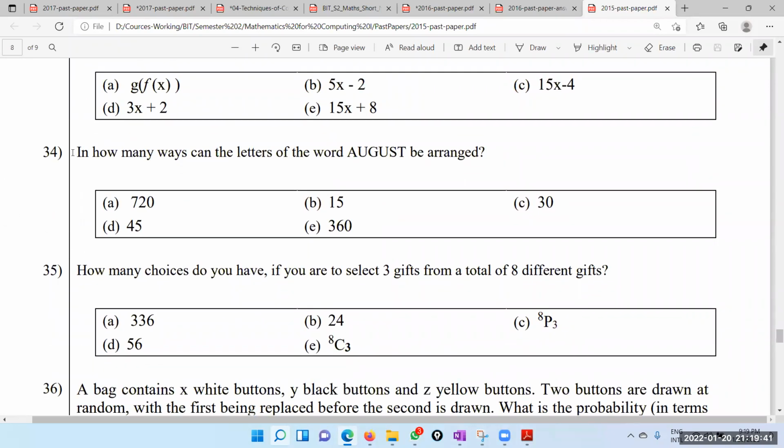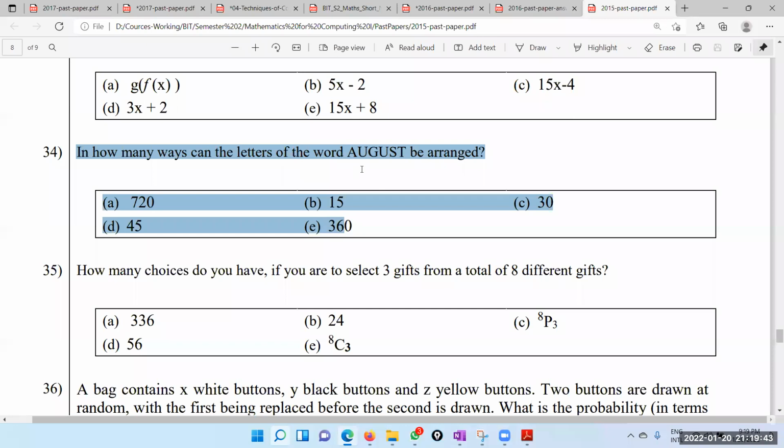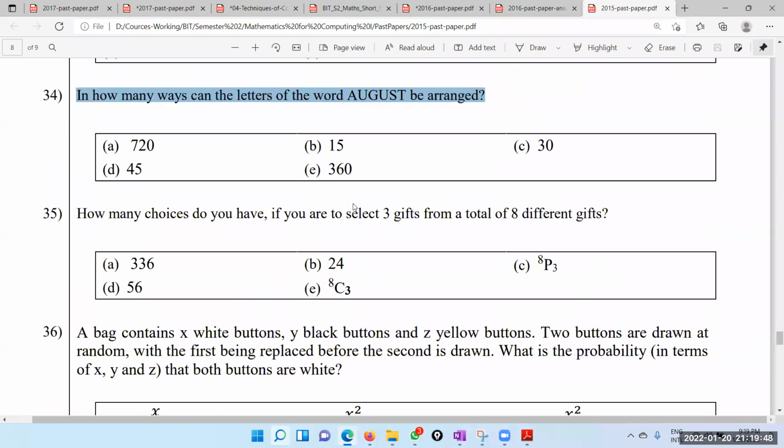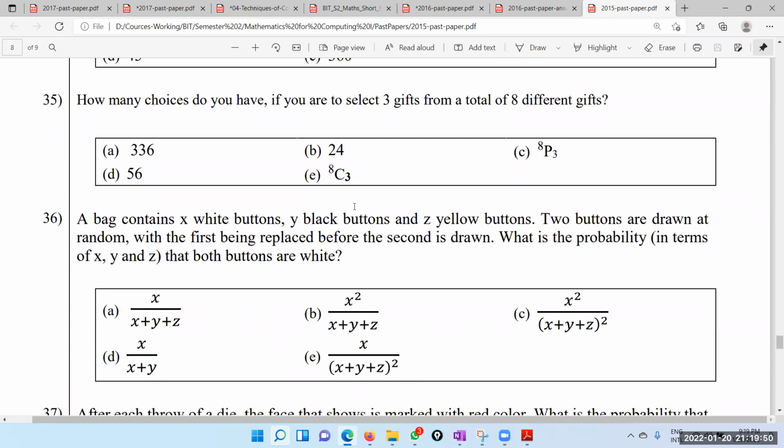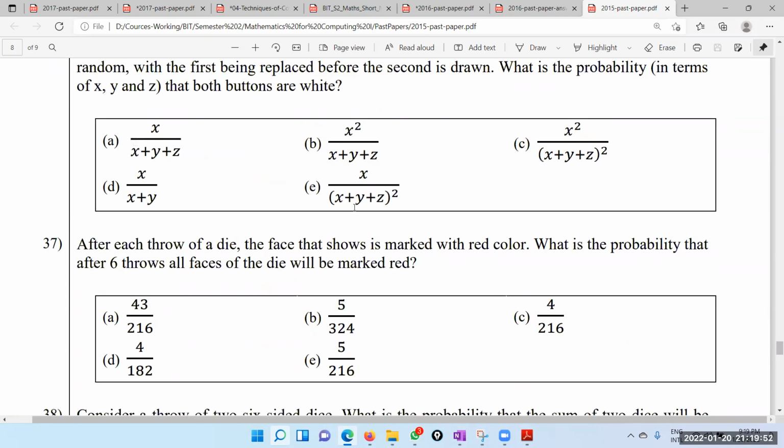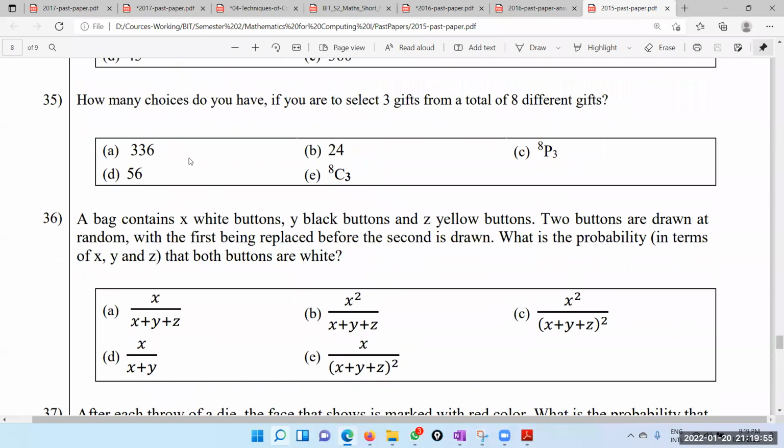In how many ways can the letters of the word August be arranged?